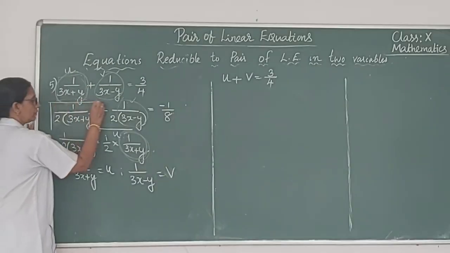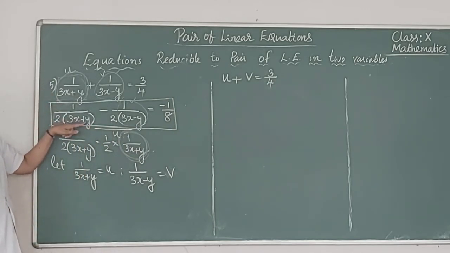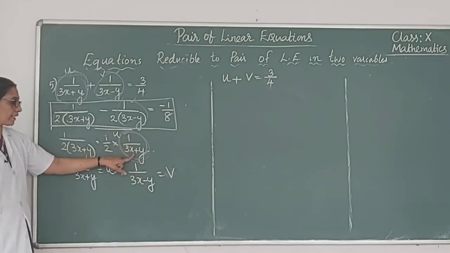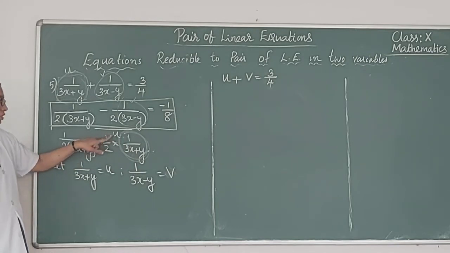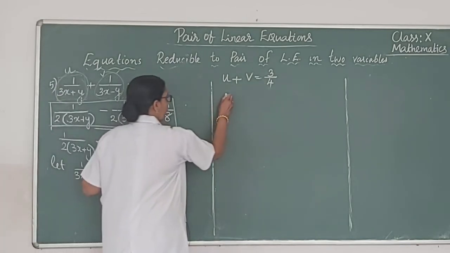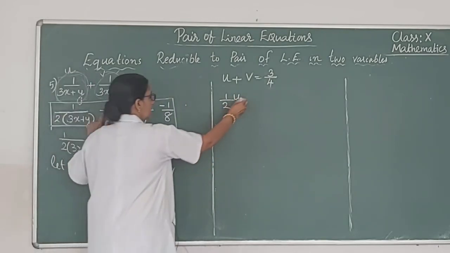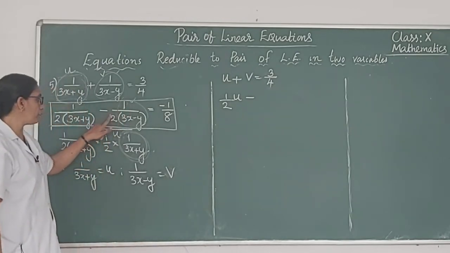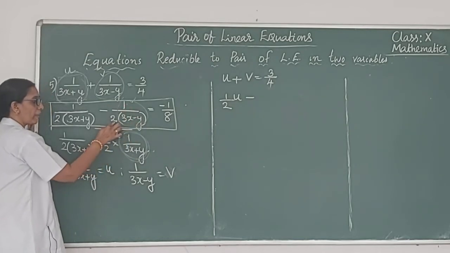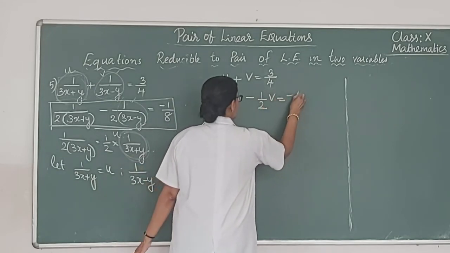Consider this equation. First term is 1 by 2 into 3x plus y, that we have taken as 1 by 2 into 1 by 3x plus y. 1 by 3x plus y can be written as u. So the first term will become 1 by 2u, isn't it? So 1 by 2u, then we have minus, and the second term can be written as 1 by 2 into 1 by 3x minus y. So it is 1 by 2v equal to minus 1 by 8.